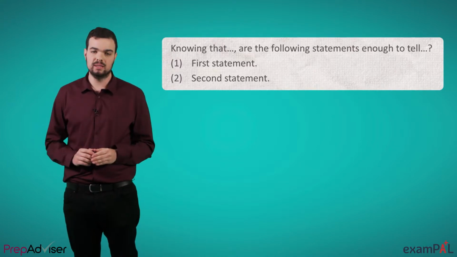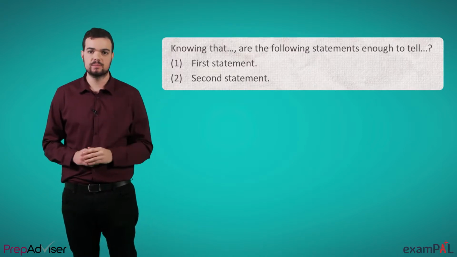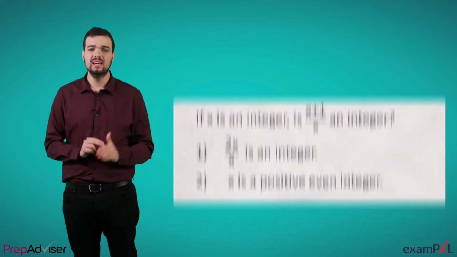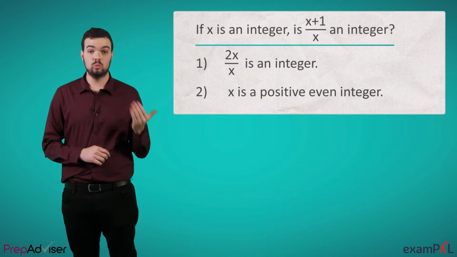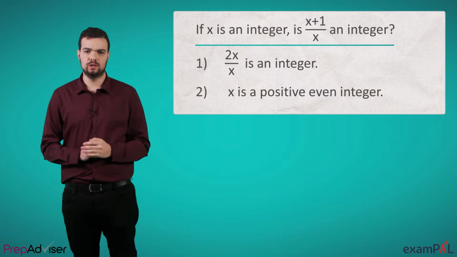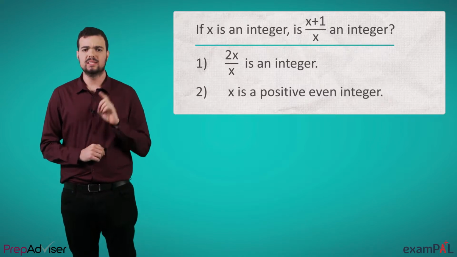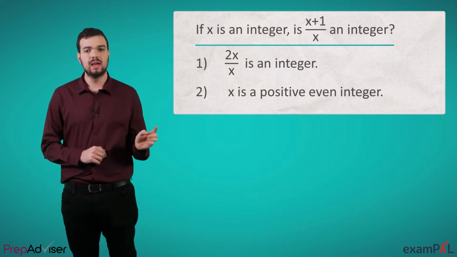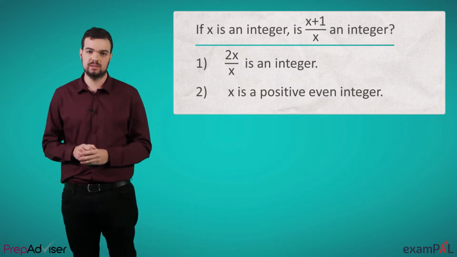Data sufficiency questions always follow the same format. We're given an opening statement in the form of, knowing that something is true, are the following statements enough to tell something else? And then we are given two separate statements, 1 and 2. Here is an example. If x is an integer, is (x plus 1) divided by x an integer? So, what do we have here? X is an integer. That's the information we know is true. Is (x plus 1) divided by x an integer? That's what we are asked if we can or cannot tell given the following statements.